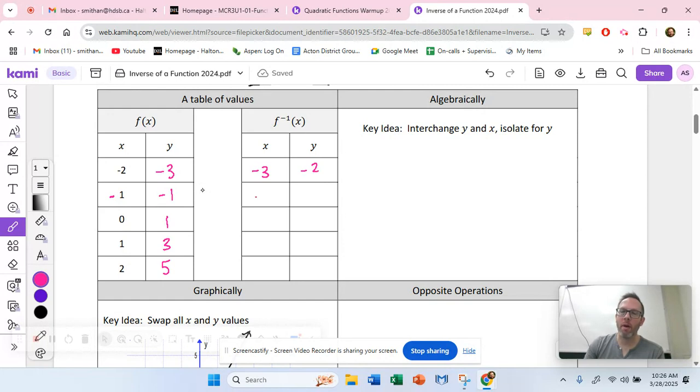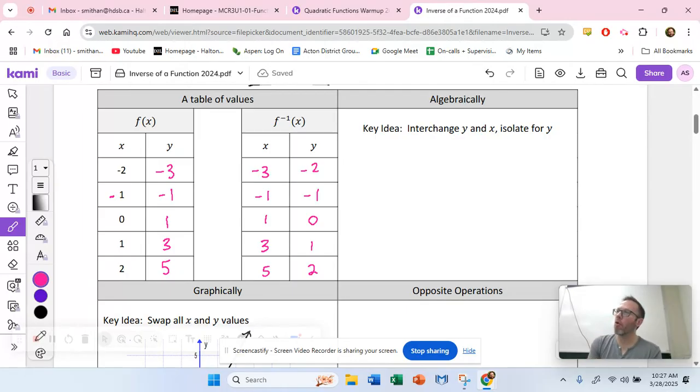And we'll just do that all the way down. We'll swap the x and y. What x value gives you a y value of 1? It's 0. What x value gives you a y value of 3? It's 1. We're just switching the x and y values. That's what an inverse is. It just undoes things. It switches the x and y. And 5, 2.